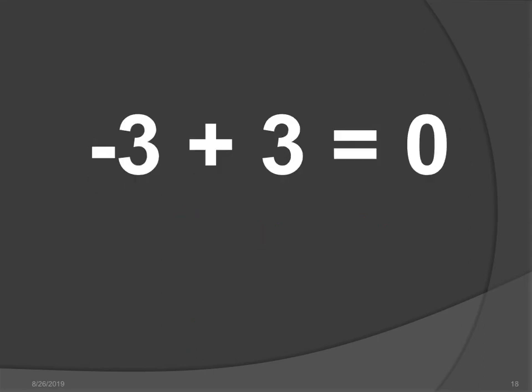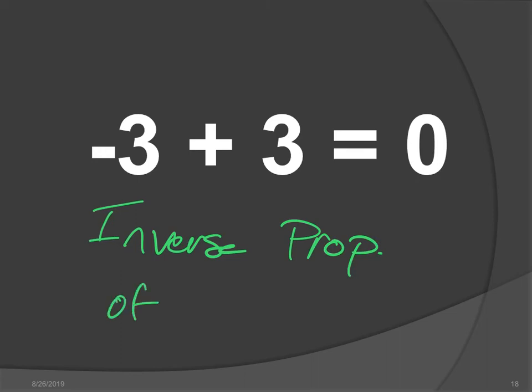All right, here's a good one. This is a little bit different than we've ever looked at it. -3 plus a 3. So here we start with a negative number, but we're still adding something to undo it. What undoes things? The inverse property. And here again, it is the inverse property of addition, because you are adding something to undo it.